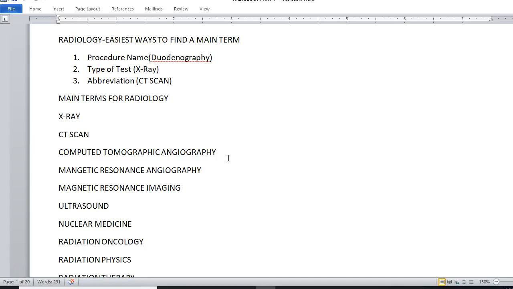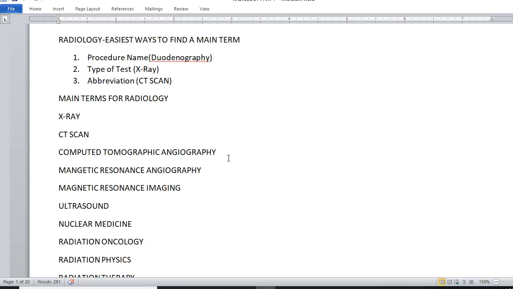Same thing goes for magnetic resonance angiography versus magnetic resonance imaging. Magnetic resonance imaging, again, is looking at body parts. Magnetic resonance angiography is looking at the vessels of those body parts, okay?